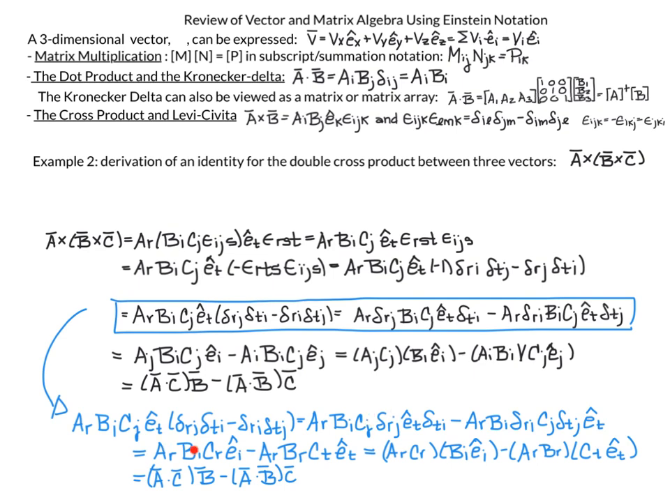So I have a r, b i, c r e i. Over here, when I group this delta close to the b sub i I can get rid of the Kronecker delta, but I need to replace this index with r. So I have a r, b r, c t e t. Now again, I can rearrange, so I have my a r c r, b i e i, minus a r b r, c t e t, and this is exactly A dot C times B minus A dot B times C, which is exactly what we had gotten previously.